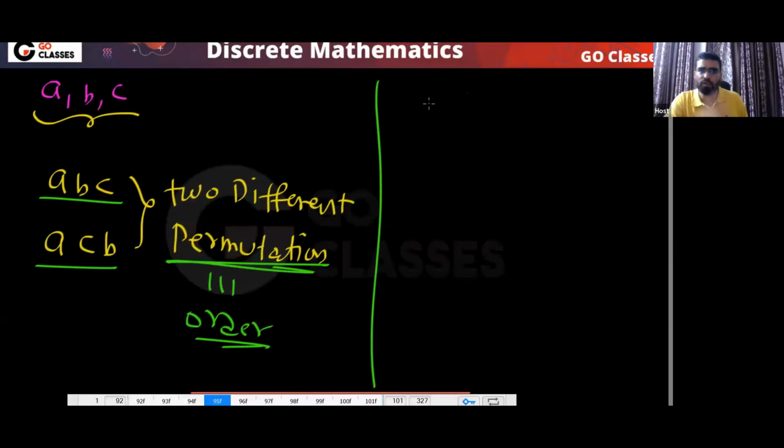Now understand what is selection. So this is the idea of permutation. Permutation means order, or I can say arrangement. So the order will matter.